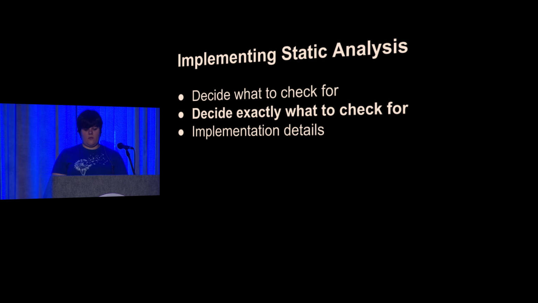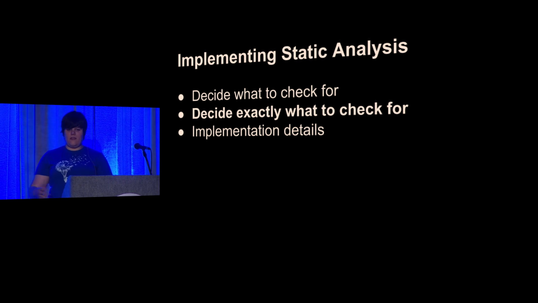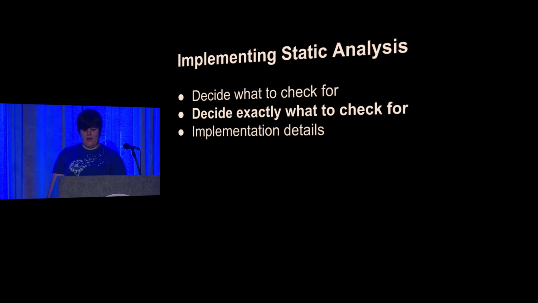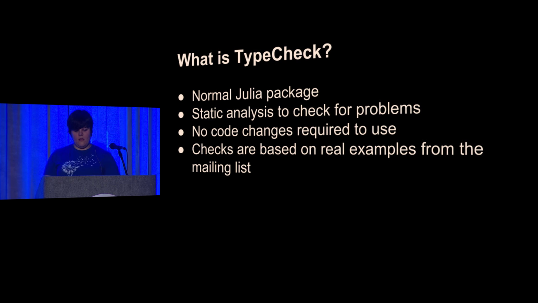So the focus of this talk is mostly going to be deciding exactly what to check for, because I already decided what to check for because I picked them to put in my talk. And the implementation details we're going to brush over, but aren't super interesting, all the bugs that I had when I'm trying to get my code right. So mostly what we're going to talk about is exactly how we're going to solve a problem by checking for it. So TypeCheck is the package I wrote for Julia.